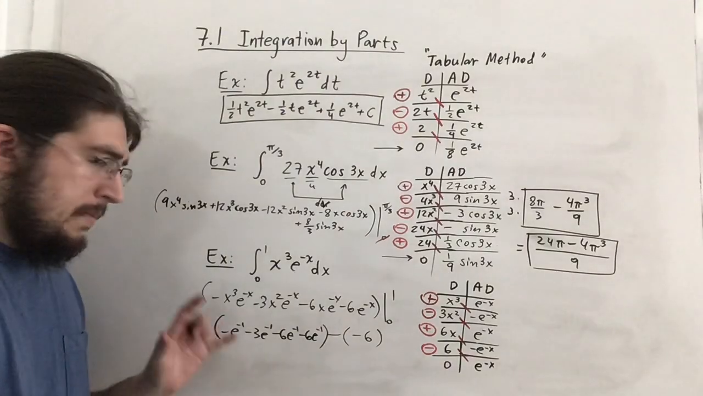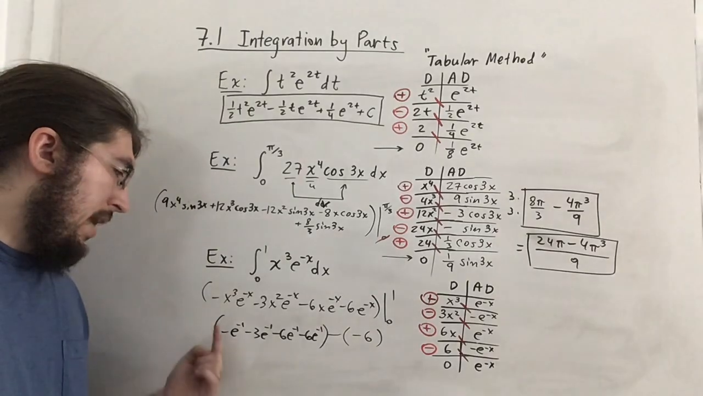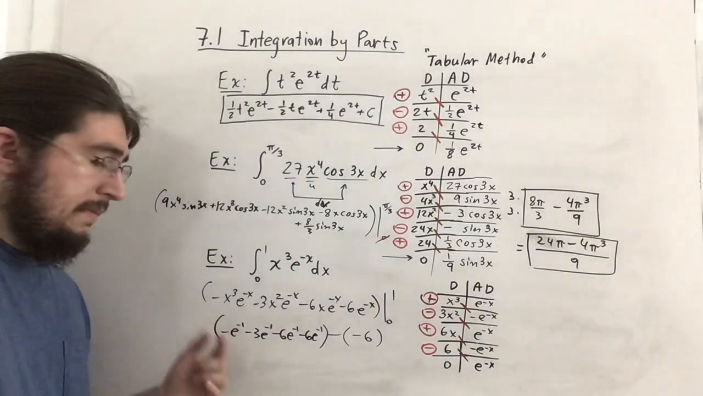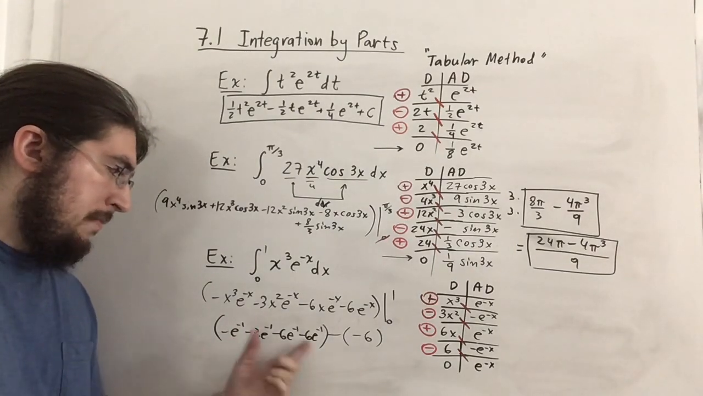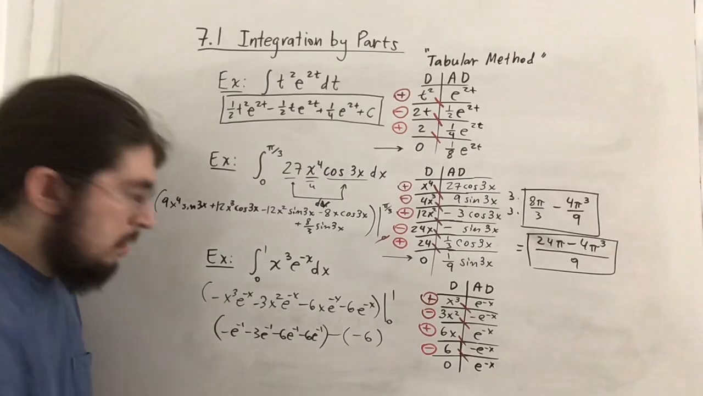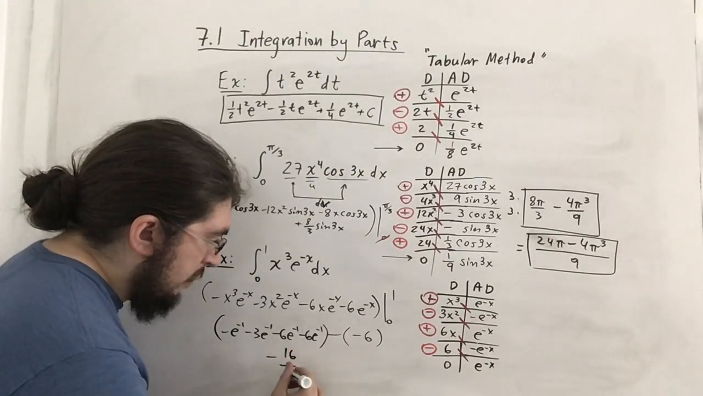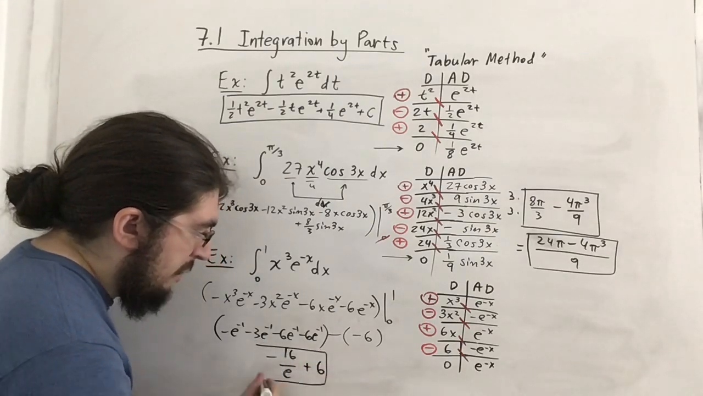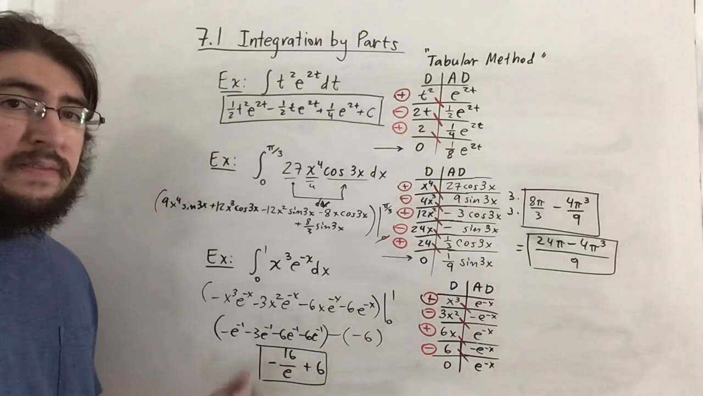So if we combine them, again, they're all negative. We get 1, so just looking at the coefficients, I have 1, 3, 6, and 6. They're all negative. So 1 plus 3 is 4, plus 6 is 10, plus 6 is 16. So they actually all combine to negative 16 e to the negative 1, or negative 16 over e. And then we have plus this 6. And again, if you want to combine these into one fraction, you certainly can. But I'm not going to. I'm going to leave it like that.